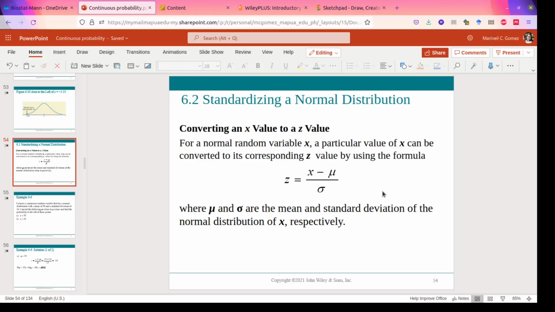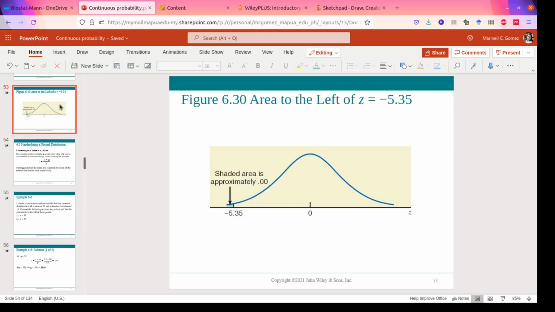Now, in the previous part of this lecture, we discussed the standard normal distribution curve and how to calculate or get the areas beneath the curve. If we remember, the standard normal distribution has a mu of 0 and a population standard deviation of 1. The z values are the values on the horizontal line, our x-axis.